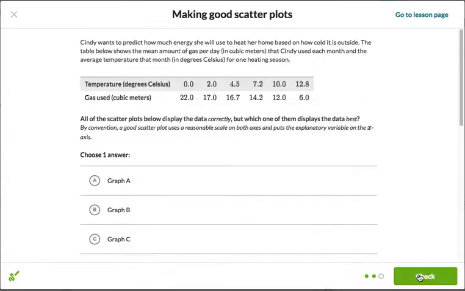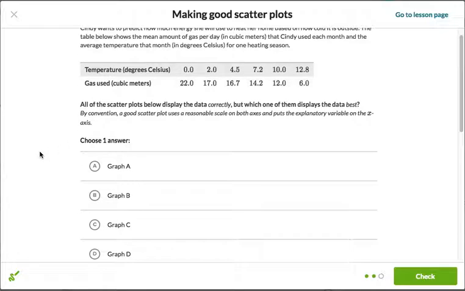We'll take a look at one more. And again, we're predicting how much energy she will use to heat her home based on how cold it is outside. So the external temperature, right? The external temperature is your x-axis, right? Your y-axis is the gas used. Your range is going to be from 0 to about 13 on the x-axis, and from 0 to, say, 20-something on the y-axis. Okay, so temperature is on the x-axis.